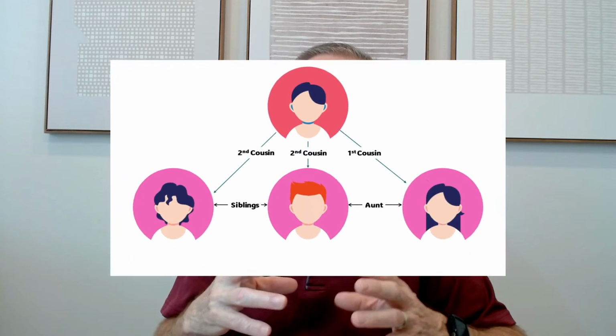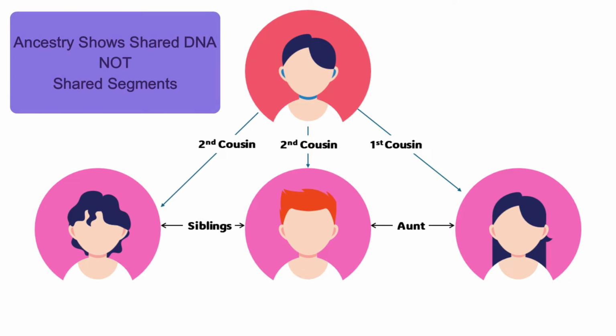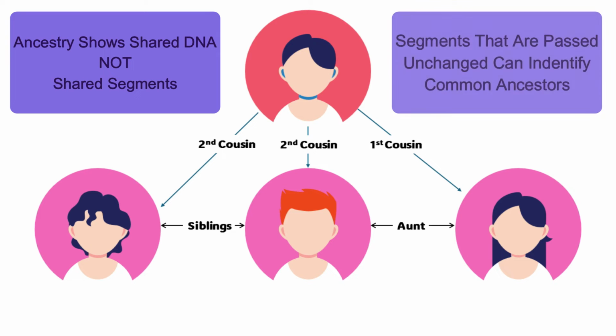Now, one thing to bear in mind about shared matches is if you're looking at your most recent common ancestor, you really need to go and look at the segments you have in common, because the segments pass through generations, and that way you can hone in on your most recent common ancestor. With Ancestry, that's not possible.